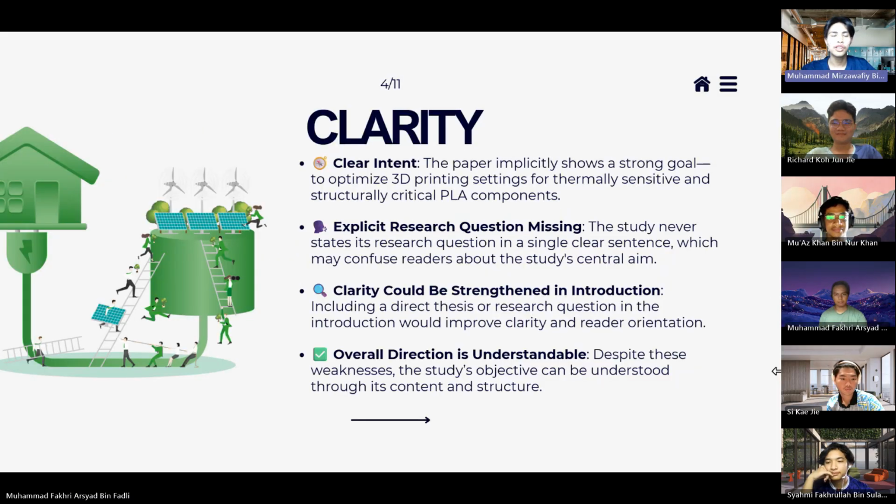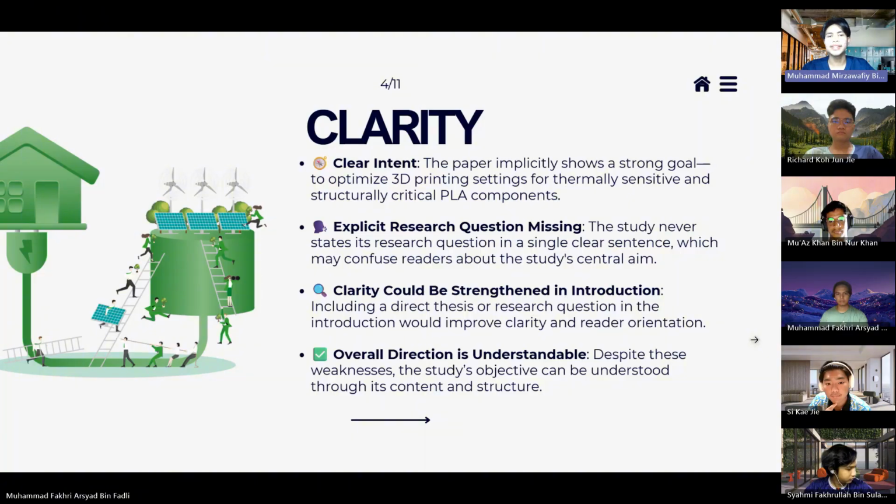For the overall study of the paper, the intention and the research question were pretty clear for the readers, showing a strong goal to optimize 3D printing settings for thermally sensitive and structurally critical PLA components using different temperatures ranging from 20 to 60 degrees Celsius and 3 different angles. However, it's not a perfect display of its objective as an explicit research question and thesis statement were missing.